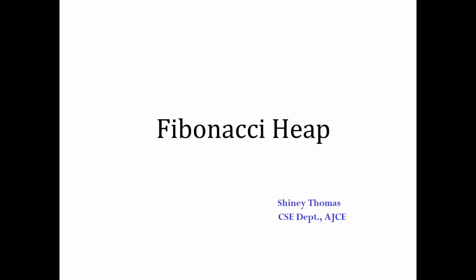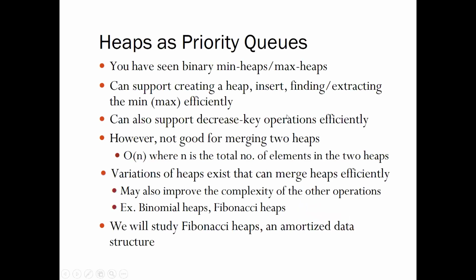Okay, hello all. Today we'll be looking at the next topic, that is Fibonacci heaps. So we have already seen binary min heaps or max heaps, and usually we took the example of min heaps, and we saw that most of the operations are good except for merging of two binary heaps. And then we moved on to the next topic, that was binomial heaps, which is also an efficient way so that you can merge heaps in an effective way.